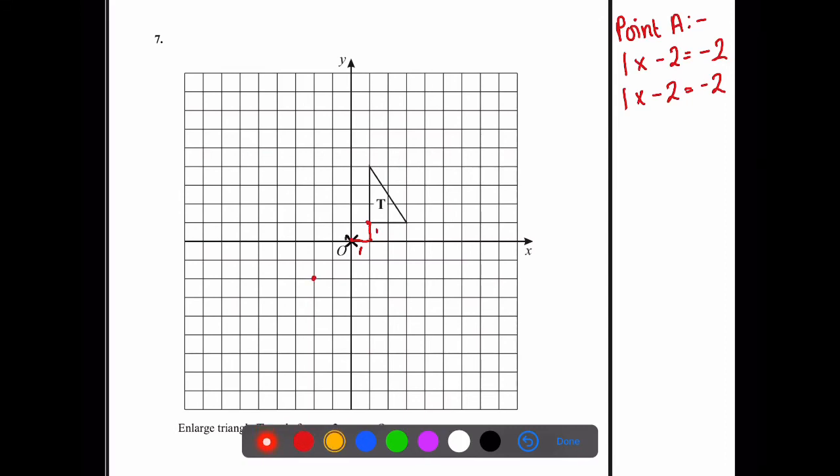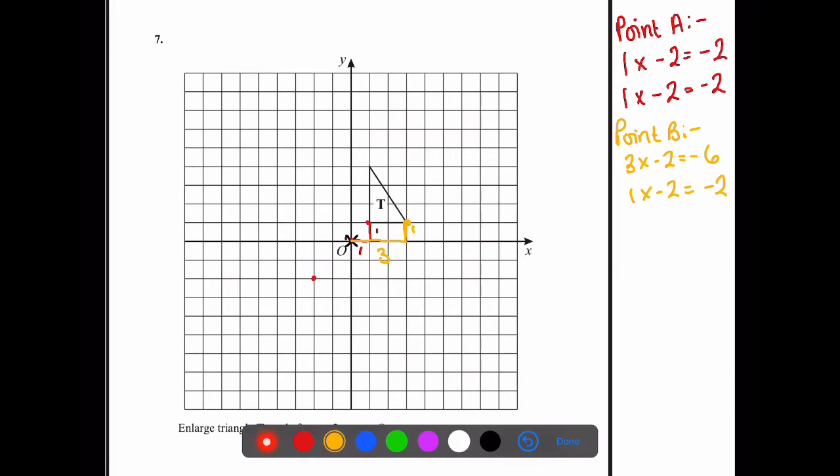Then let's work out how we got to this point here. So we're going to go 1, 2, 3 and 1. So don't forget, it's always from your point. All right, don't forget that. So we've gone across 3 and up 1. So for point B, you've got 3 times -2, which is -6, and 1 times -2, which is -2. So we're going to go from our point here, -6, -2. 1, 2, 3, 4, 5, 6, 1, 2. So our new one would go there.